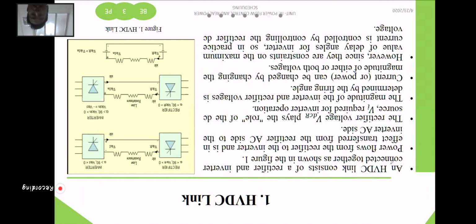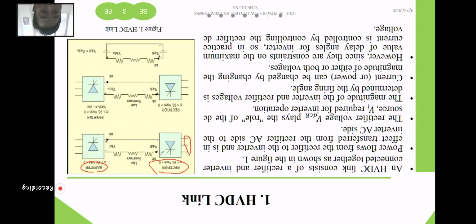Okay, so that's why I have written that this HVDC link will consist of a rectifier and then an inverter connected together. So why do we need this? Already we have learned that power flows from the rectifier to the inverter, which is effectively a transfer from the rectifier AC side to the inverter AC side, which means power flows from here.